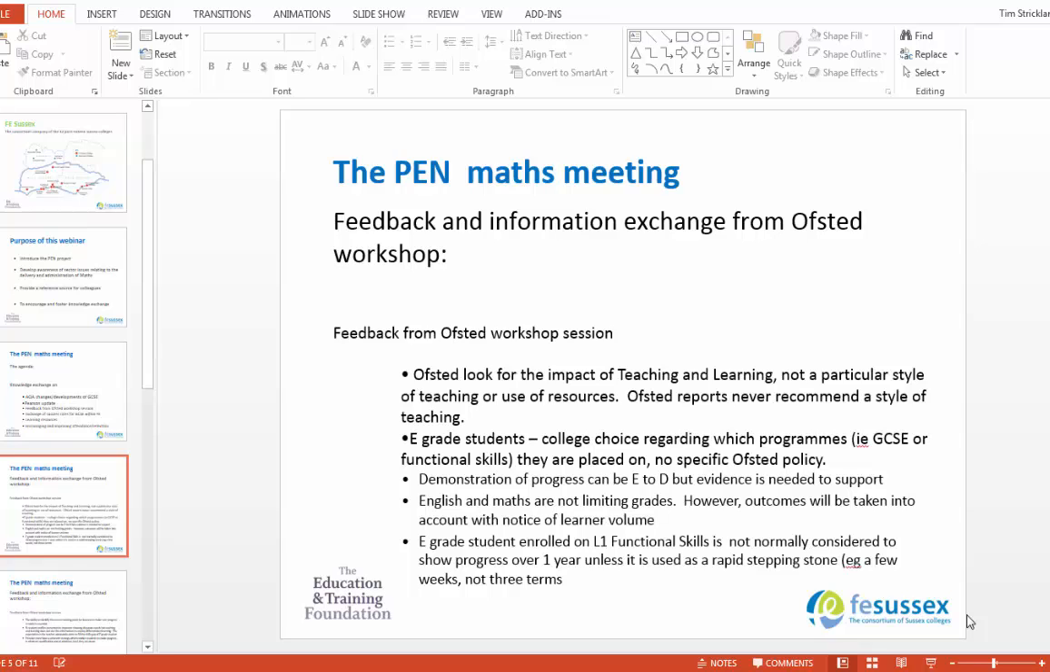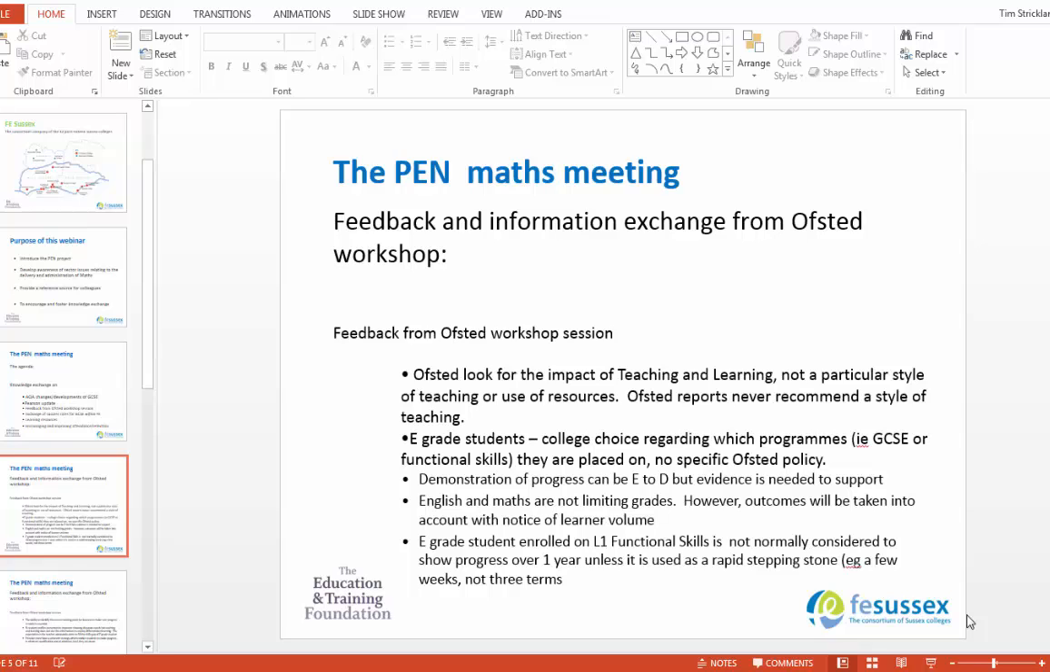However, of course, the outcomes of English and maths are taken into account with notice of learner volume. So if you've got, say, 1,500 learners on GCSE maths, and let's say of those 1,500 students, only 10% pass at a grade C, then that would be a leadership and management issue, because you've clearly not got the students on the right course.